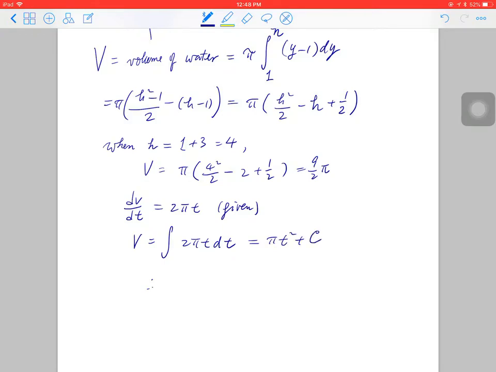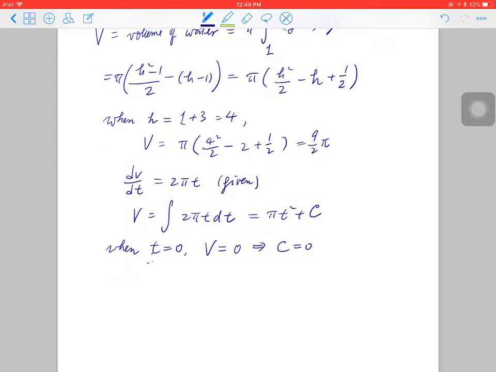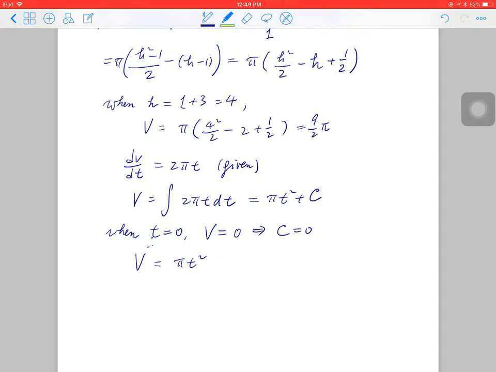Volume is equal to pi t squared plus an arbitrary constant c. Together with the initial condition, that means at the very beginning there is nothing in the container, so when t is 0, the volume of water inside is 0. In turn, c is 0. So volume equals pi t squared.